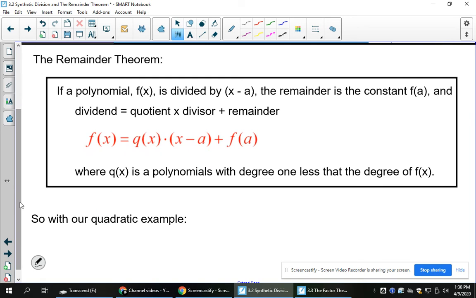Here's something called the remainder theorem. It's exactly what I just said. If there is a remainder, then that factor does not correspond to an x-intercept on the graph. If the remainder is 0, it does.